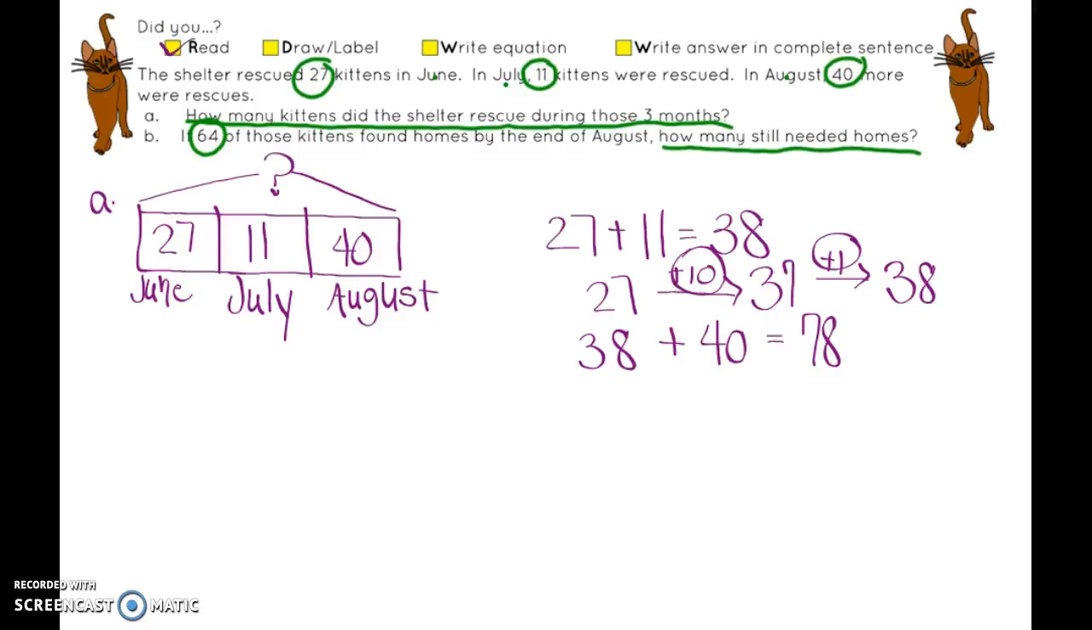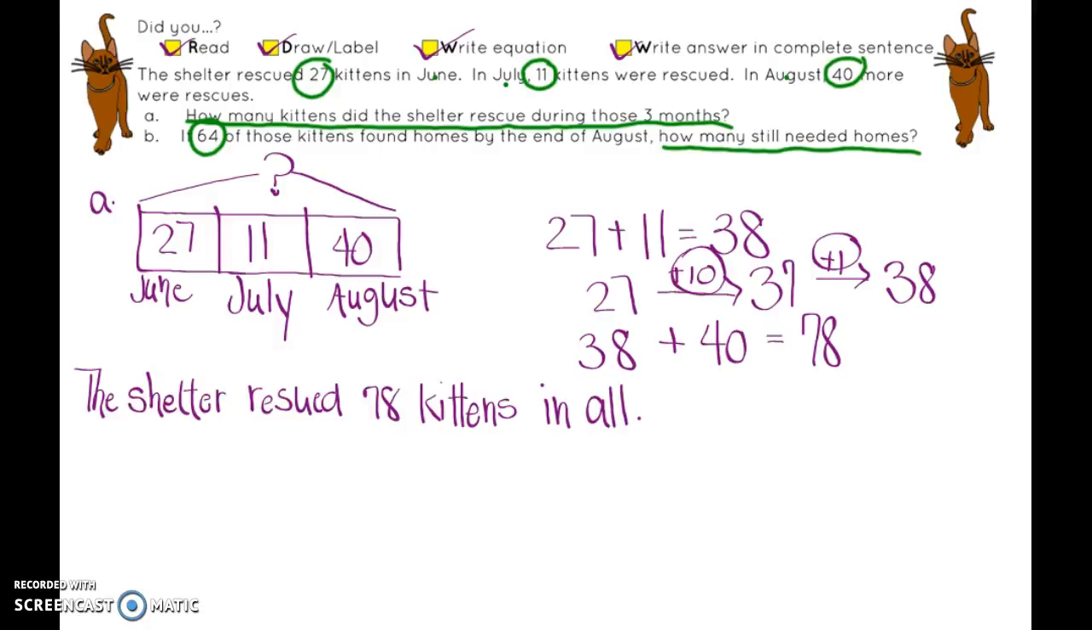Now I have read the problem, I've drawn and labeled, I've written the equation and completed it. Last, I need to write my answer in a complete sentence. Please go ahead and write your answer in a complete sentence. Pause the video, then press play when you're ready. So now, your completed sentence should read, the shelter rescued 78 kittens in all. Remember that your sentences should begin with capitals and end with punctuation marks.